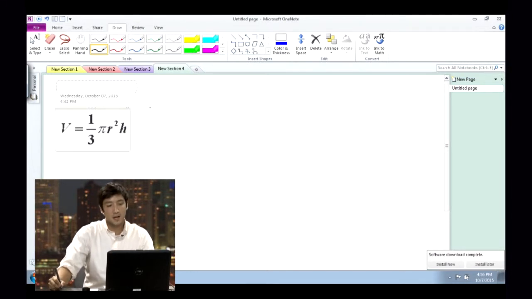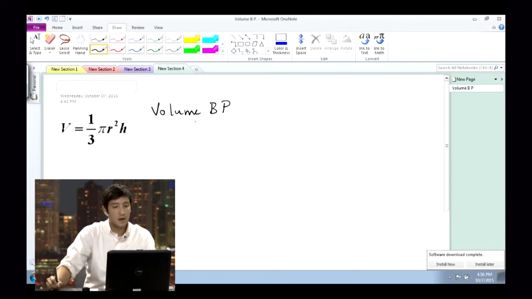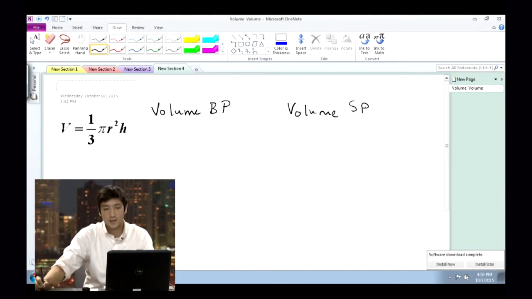So what I'm going to do is turn this into two separate problems and then combine them in the end. I'm going to look at the volume of the bigger pond, so I'll just call that BP. And then I'm going to also look at the volume of that smaller pond. And again, then we're going to look into the difference between those two.